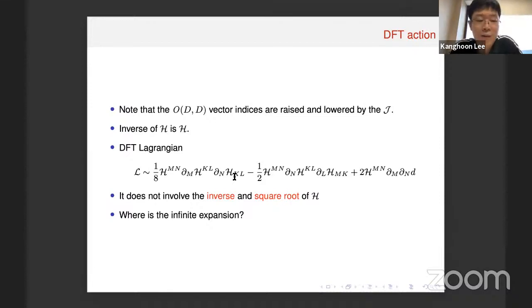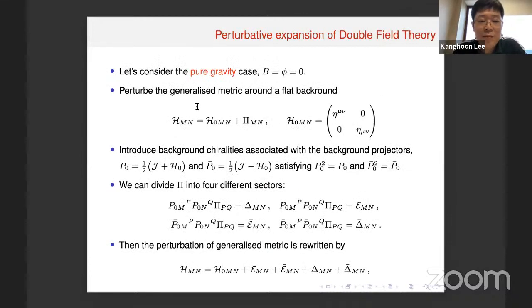So one may ask whether this really gives a finite expansion of gravity or not. Actually, it is hidden inside H. So we still have an infinite expansion of the perturbation, but it's hidden inside H. For simplicity, let's consider the pure gravity case, turning off B and phi equals 0.